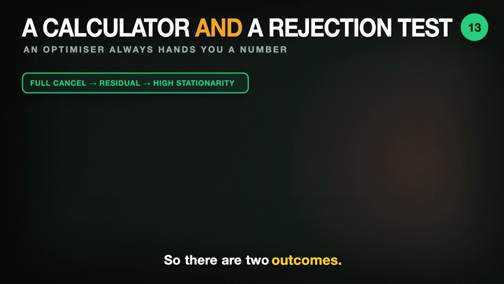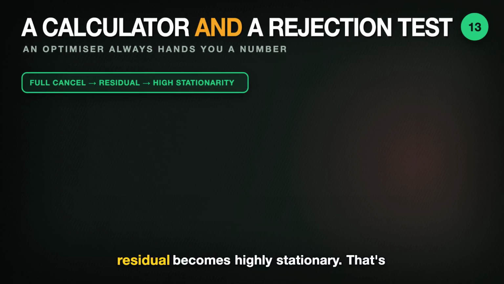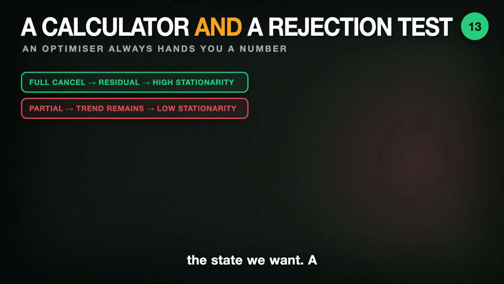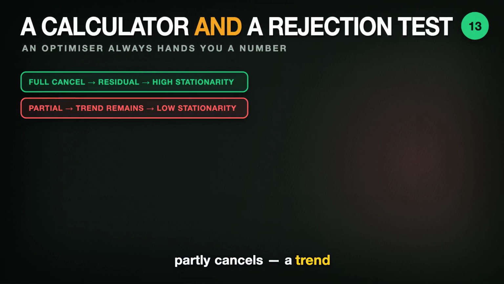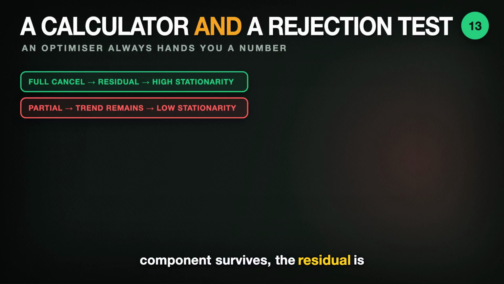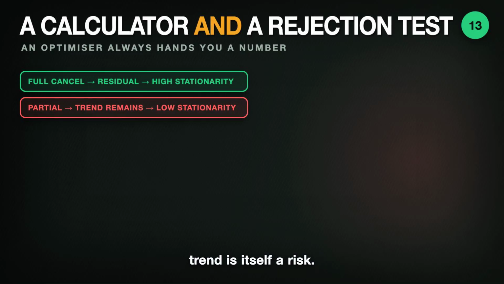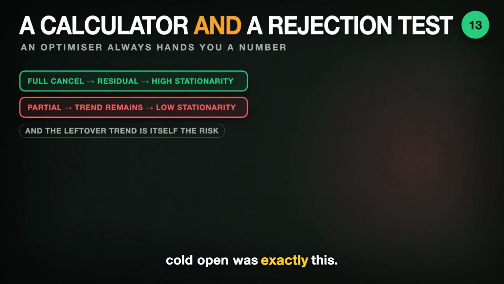So there are two outcomes. A common trend exists and it fully cancels. The residual becomes highly stationary. That's the state we want. A common trend exists, but only partly cancels. A trend component survives, the residual is less stationary, and that leftover trend is itself a risk. The drifting spread in the cold open was exactly this.